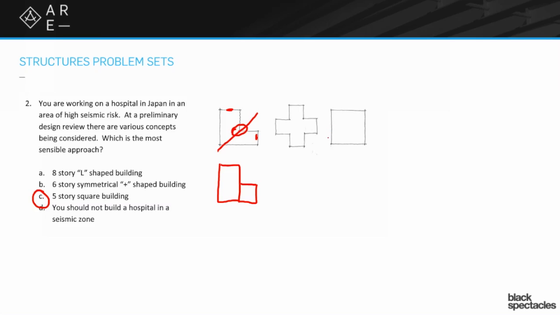For seismic issues? Yep. Ideally we'd want to put something on each of the outside edges. So it allows us to be centered about where the mass of the building is going to work, and that's usually pretty close to the center of a square. So yeah, our choice would be the square.